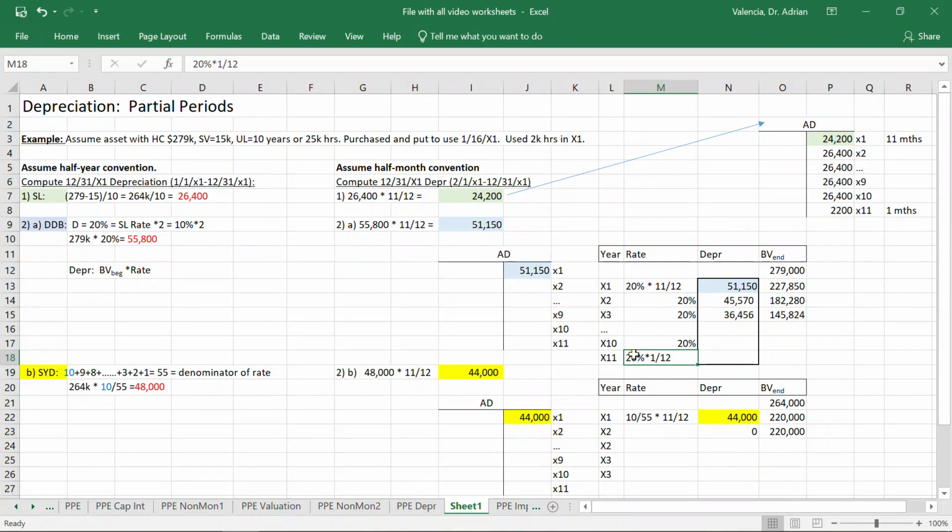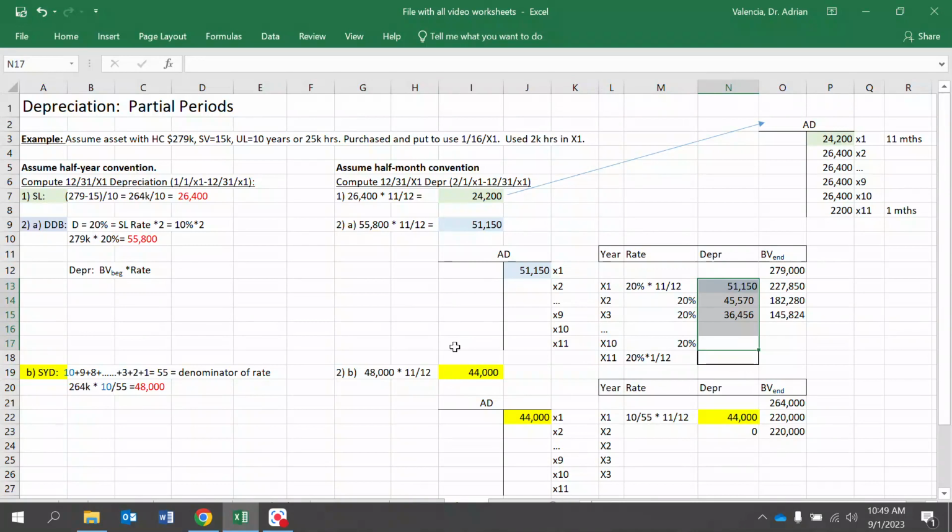So you may not even need to do this calculation at the end, because you might have switched method, or you might have done a plug just to get to the 264 even before the 11th year. That's what happens with some accelerated depreciation methods. Okay, so that's for the double declining balance.